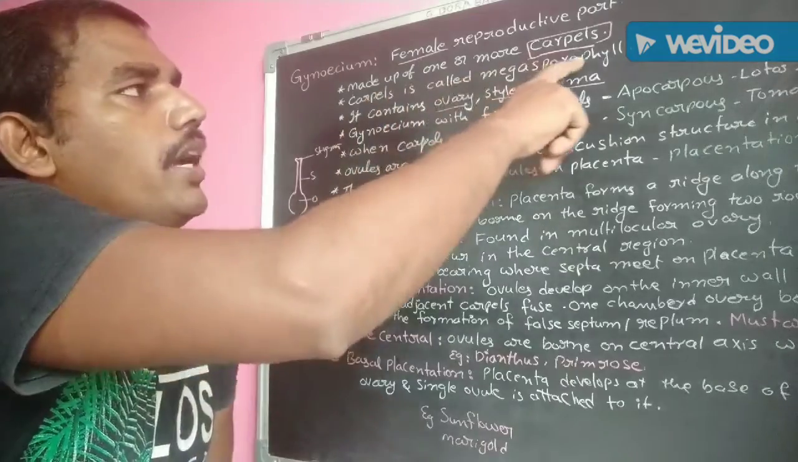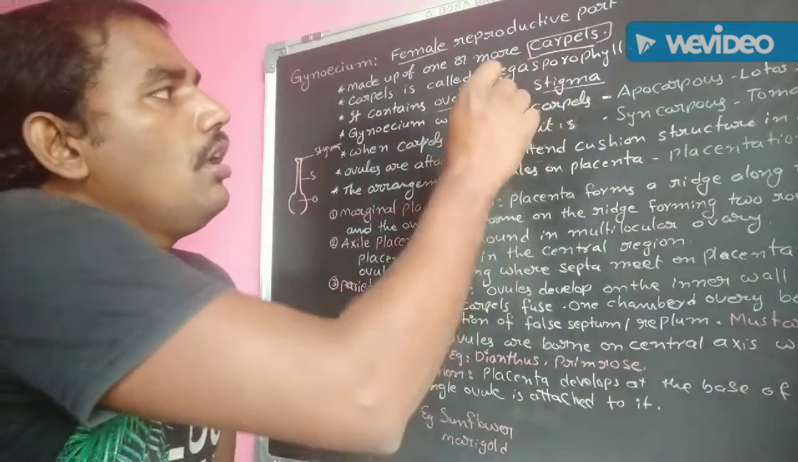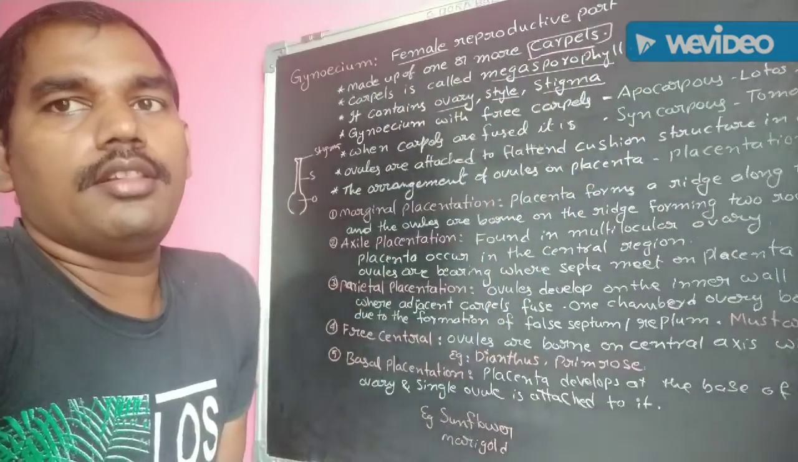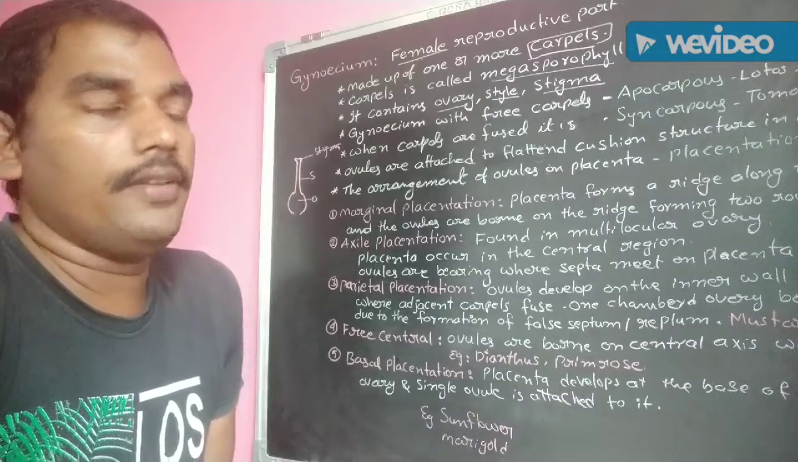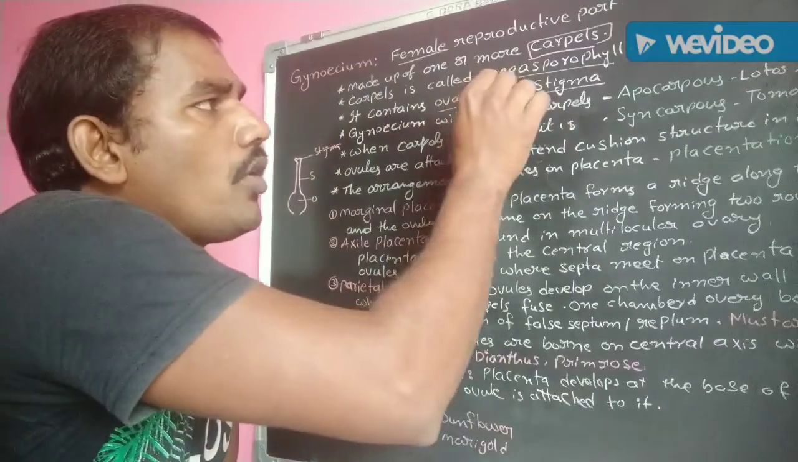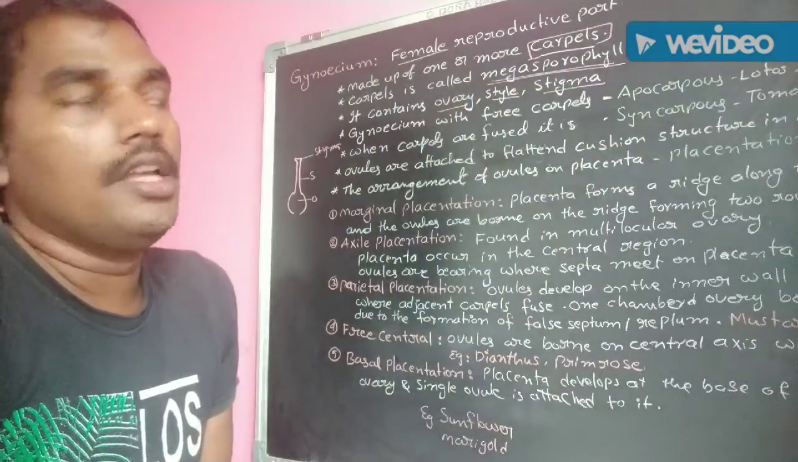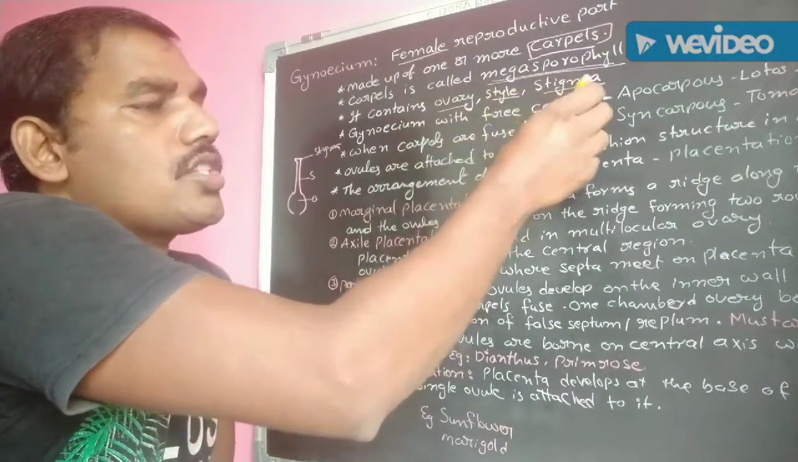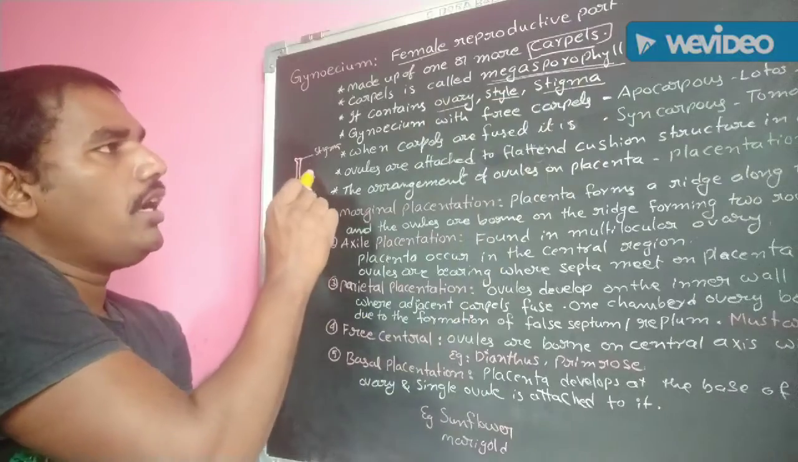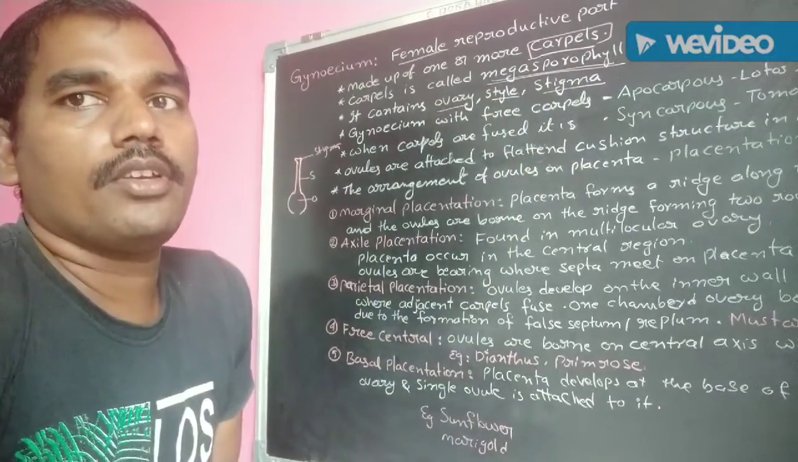Carpels are called megasporophyll. The anthers are also known as microsporophyll, but these carpels are known as megasporophyll. This megasporophyll consists of ovary, style, and stigma.